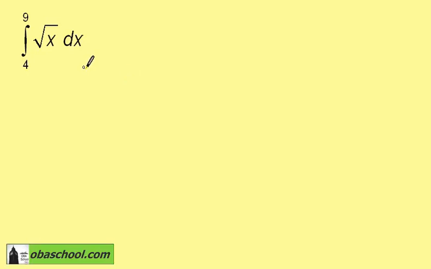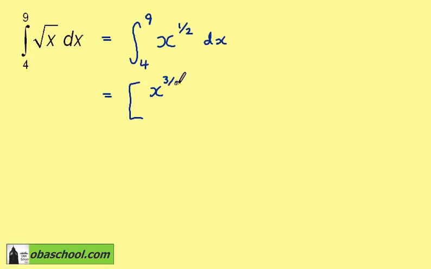In this example, we're going to integrate the square root of x from 4 to 9. We first need to use our knowledge of indices to write root x as x to the power a half. We can now integrate into our squared brackets, increase the power by 1, divide by the new power, and the closing bracket carries the limits.